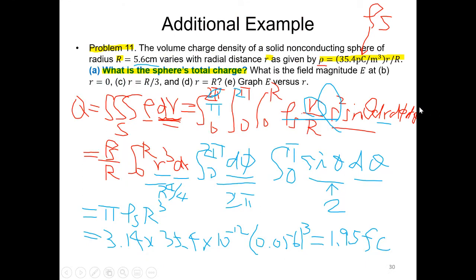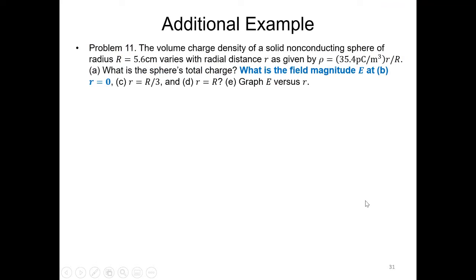As a quick review, last time we worked on question A, where a non-uniform charge distribution is given for a sphere, and we try to find the total charge on the sphere, which means that we need to do a triple integration over the volume so that we can find the overall charge on it.